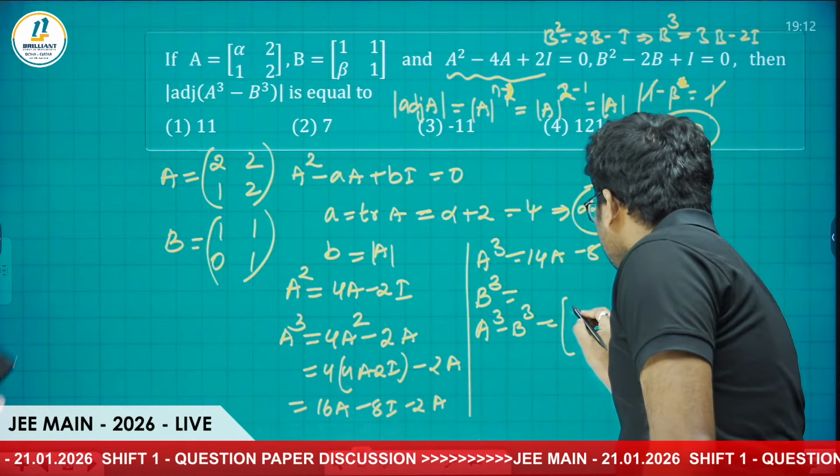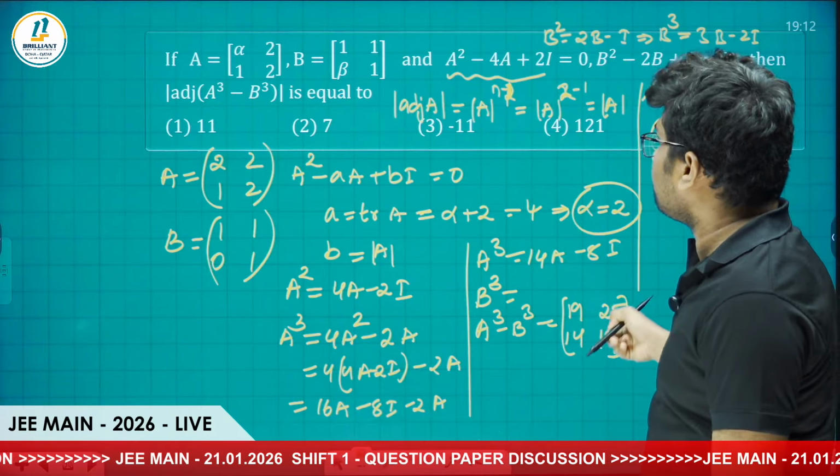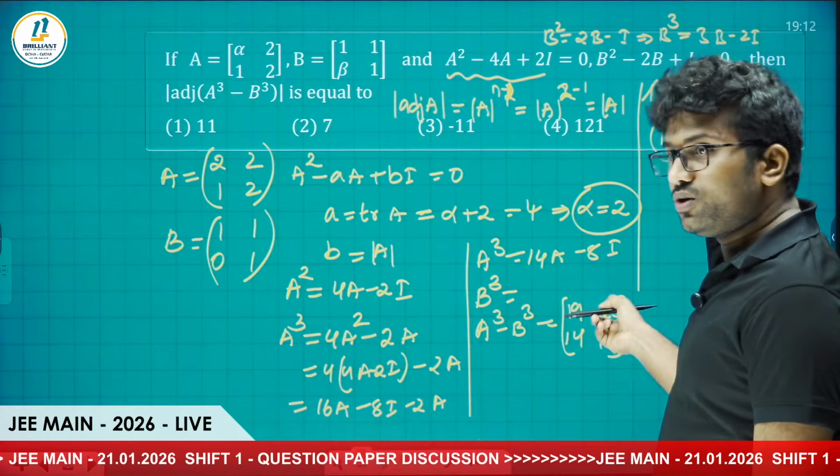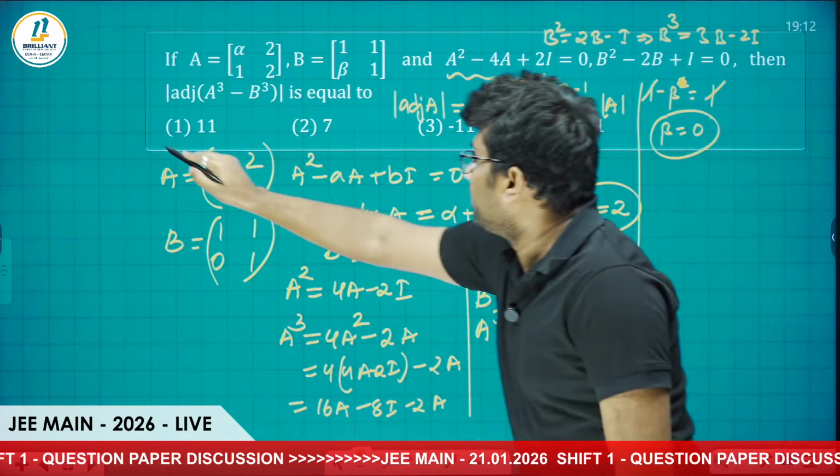Now, you can just put this whole thing. If we substitute it, we will get the matrix 19, 25, 14, 19. Now they are asking us to find the determinant of a cube minus b cube. That is, determinant of adjoint of this is nothing but direct det a power 1, and the determinant of this matrix is nothing but 19 into 19 minus 25 into 14, which is equal to 11.